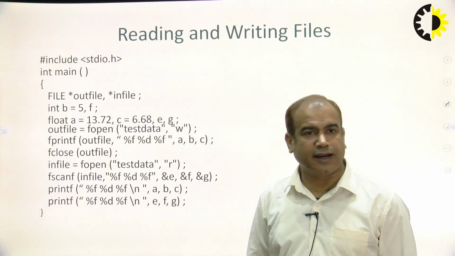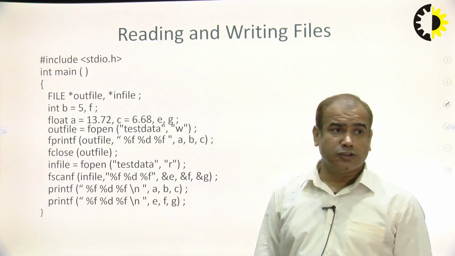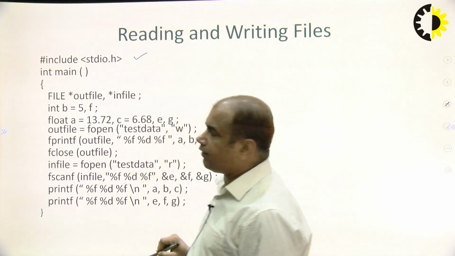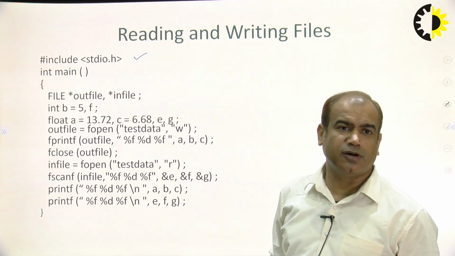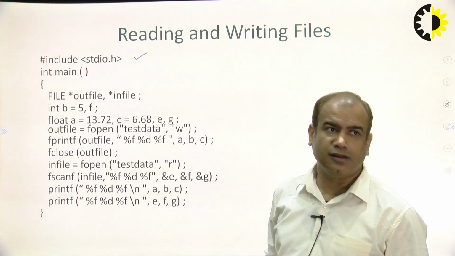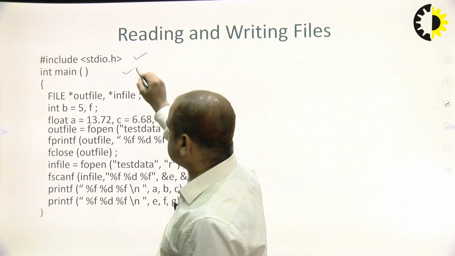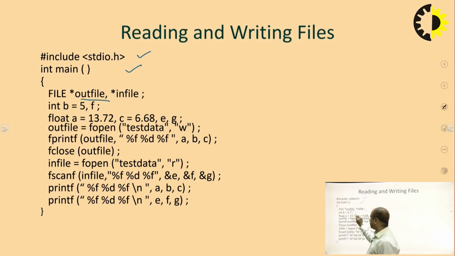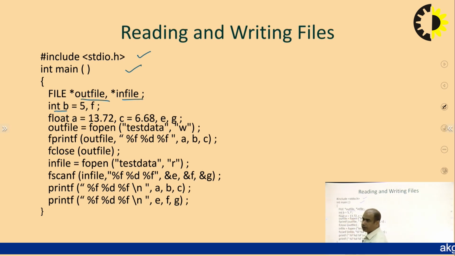Next is reading and writing files. So in this example we have included the standard input output header file. Next the main function is defined. We have two file pointer variables, one is outfile, second is infile. Then integer b equal to 5. Next we are declaring a variable f, but we are not using it here.